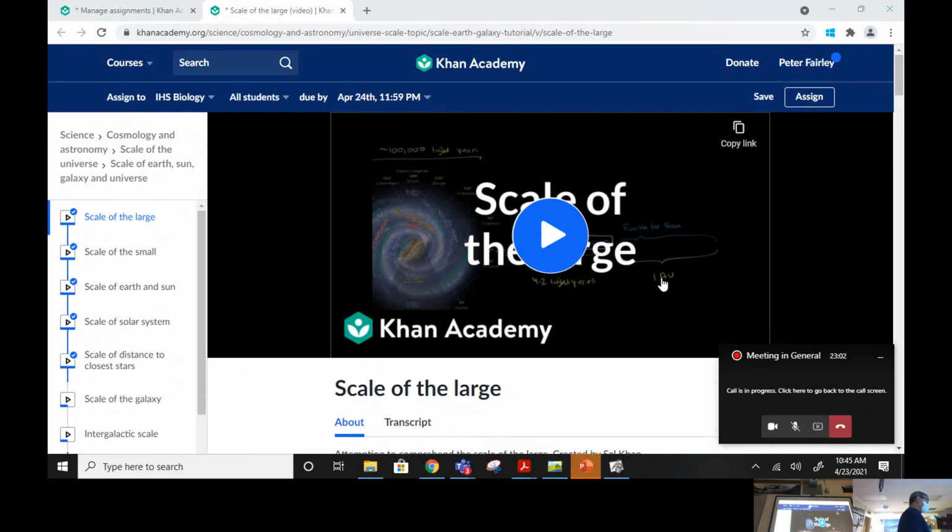So, on the first section of your notes, the first video is called Scale of the Large. I would divide these notes into 3 parts, and the first of the 3 parts should be labeled Scale of the Large. You're going to take a few notes from this video. I'm going to stop it a couple times to mention some things. Same thing with the second and the third video. This one, Scale of the Large.